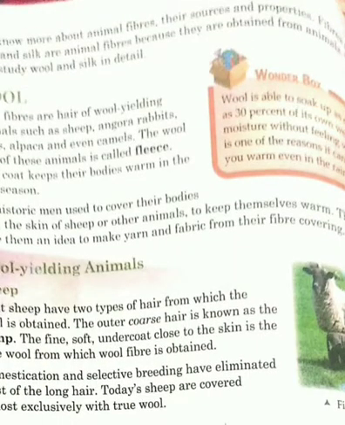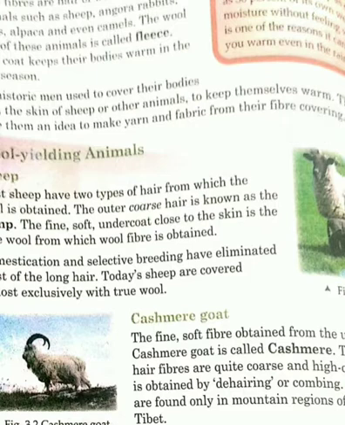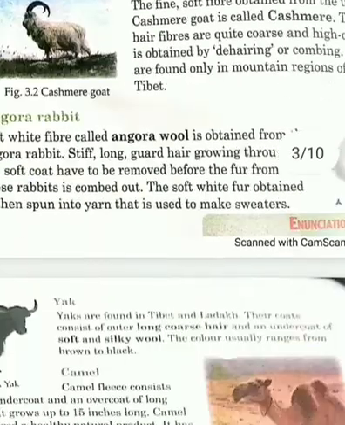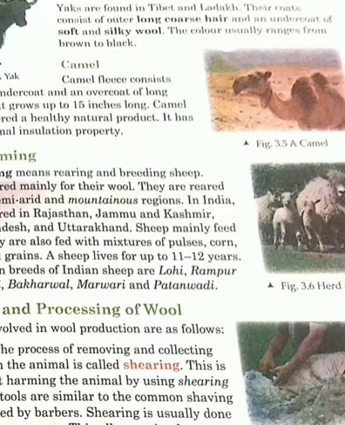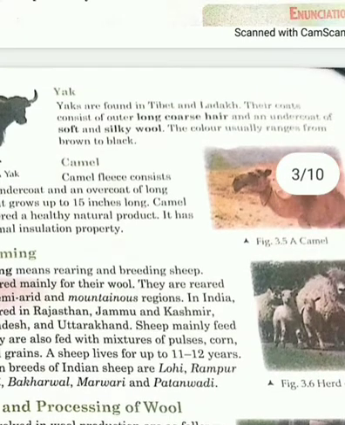told you that we have different wool yielding animals. Wool yielding animals means the animals which provide us wool, and under this topic we have completed that we get wool from sheep, Kashmira goat, Angora rabbit, yak and camel. Okay, and we were discussing sheep farming, and I have told you that sheep farming means rearing and breeding sheep.